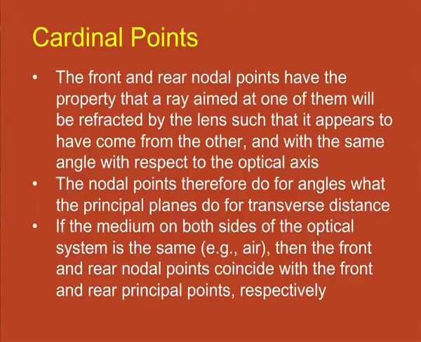The front and rear nodal points have the property that a ray aimed at one of them will be refracted by the lens such that it appears to have come from the other, with the same angle with respect to the optical axis. So, the nodal points do for angles what the principal planes do for transverse distance. If the medium on both sides of the optical system is the same, for example air, then the front and rear nodal points coincide with the front and rear principal points respectively.